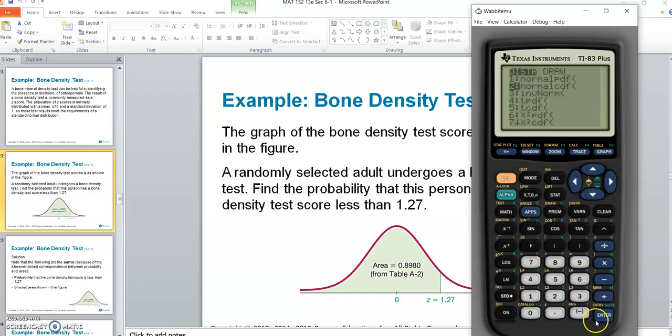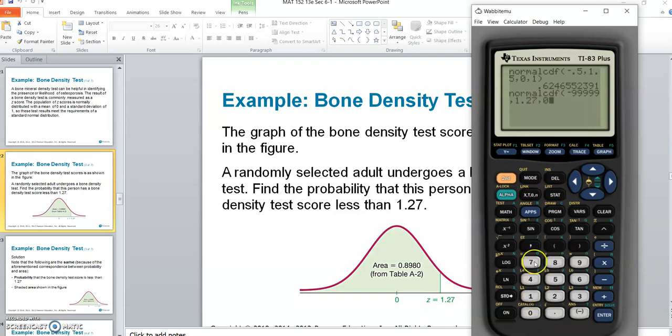I'm doing NormalCDF. My lower limit, since I'm going left forever and ever, I'm going to just use negative 99999. It doesn't even matter how many nines I do. I'm just doing a really big number far to the left. Since I'm on the left here, I'm using a negative, but I'm doing 99999 just to represent going this way to the left forever. Up to my upper limit, which is 1.27.